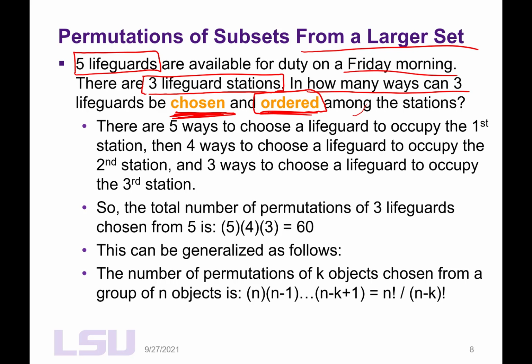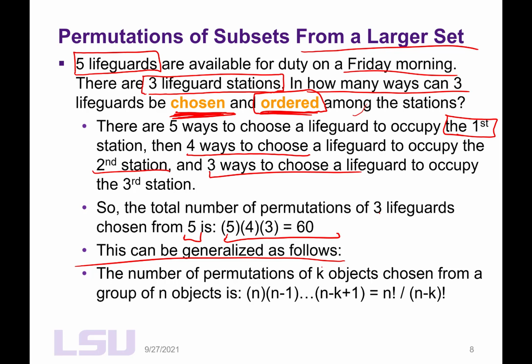So there are 5 ways to choose a lifeguard to occupy the first position, right? So this is exactly what I explained. Then 4 ways to choose a lifeguard to occupy the second station, and 3 ways to choose a lifeguard to occupy the third position. So it's 5 times 4 times 3. Total number of permutations of 3 lifeguards chosen from 5 is 5 times 4 times 3, which is 60. And then we can generalize it as follows.